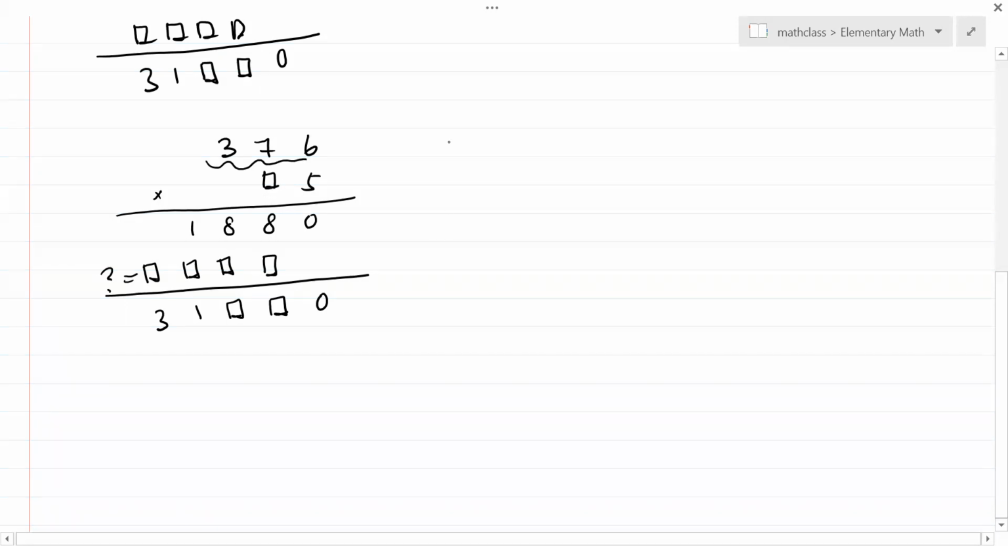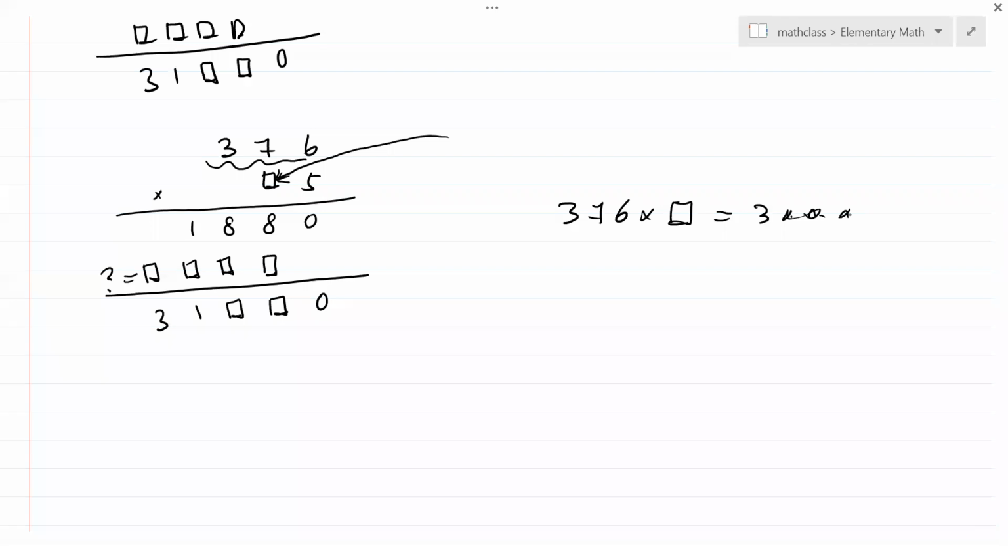So next step, we're going to figure out this number. This number times 3, yeah, 376 times that number should be equal to 3, right? In order to get 3 over there. Okay, so this gives you a few choices. And yeah, that's my hint. Okay, can you figure out that number?